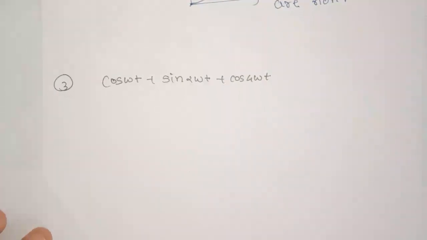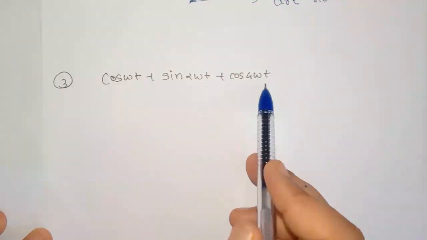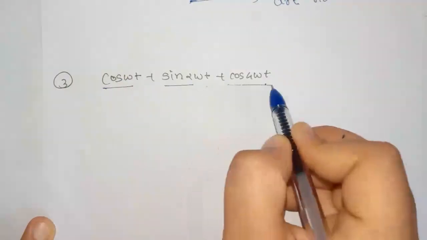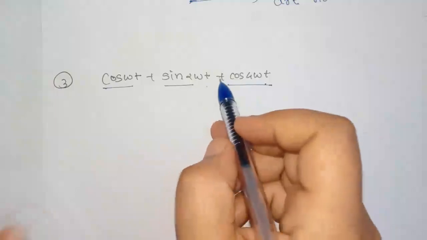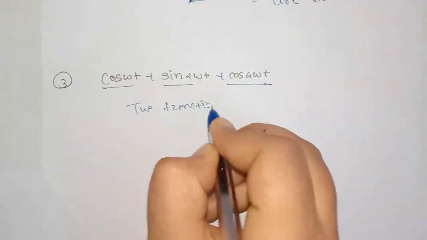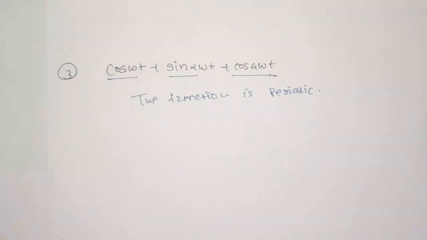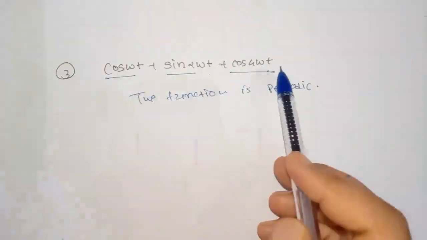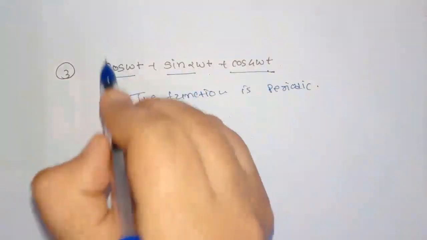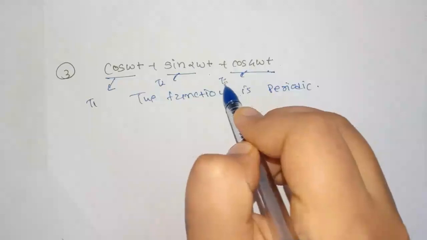In the third example, the function is given as cos omega t plus sin 2 omega t plus cos 4 omega t. Here we know that these individual functions are periodic, so their addition will also be periodic. So the function is periodic. Now we want to find the time period of the whole function. For that, first of all, we will find the time period of the individual functions. Let's say the time period of this is t1, for this it is t2, and for this it is t3.